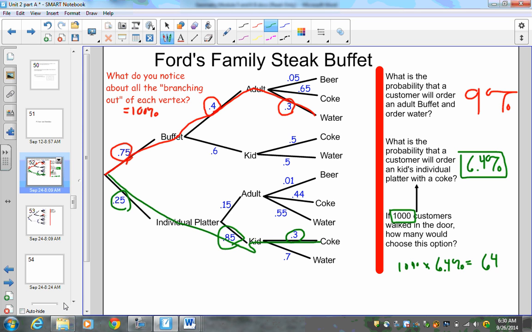So very simply, that's how you figure out probability percentages when dealing with a tree diagram that has numbers that are different than like one third, one half, whatever.